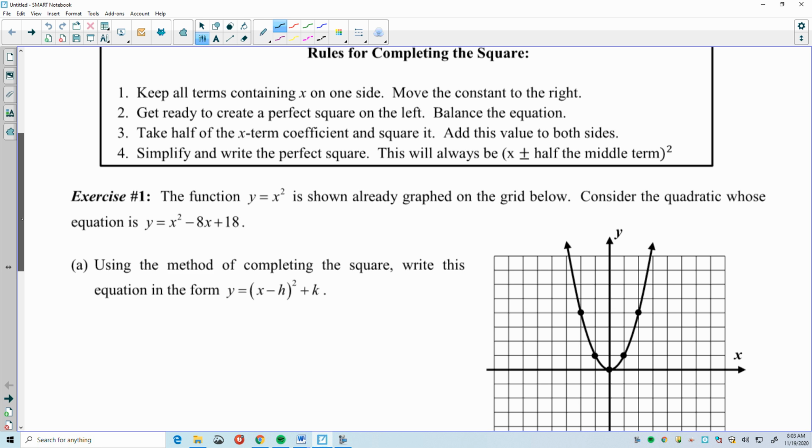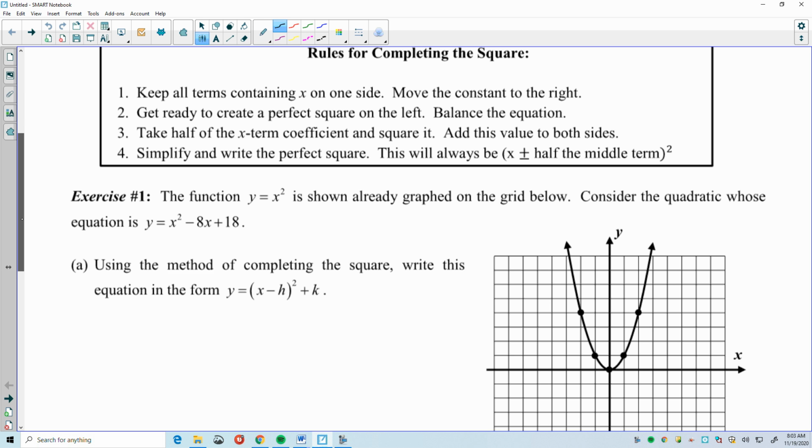We're going to take half of the x term's coefficient and square it. And then we're going to add this value to both sides. And then we're going to write the perfect square. So I know that sounds like this makes no sense. Don't worry, we're going to try this. We're going to practice this. Those are the basic rules. So those are there in case when we're doing this, you need to kind of take a look back and see what's going on.